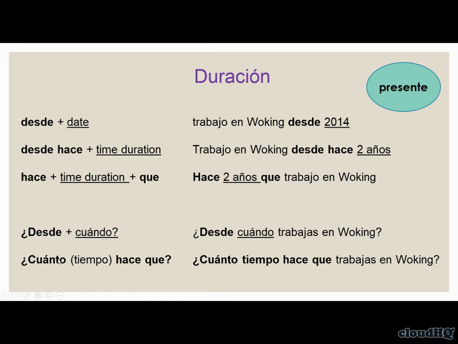And the question, 2 ways of asking the same thing again. ¿Desde cuándo? ¿Desde cuándo trabajas en Woking? ¿O cuánto tiempo hace que? ¿Cuánto tiempo hace que trabajas en Woking?